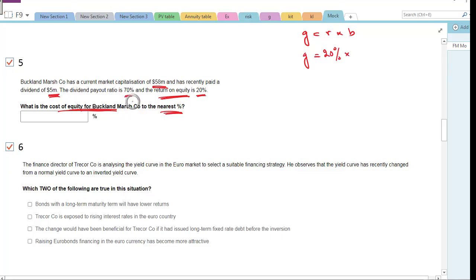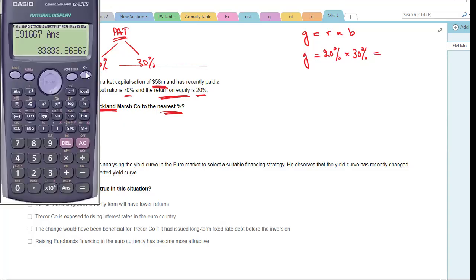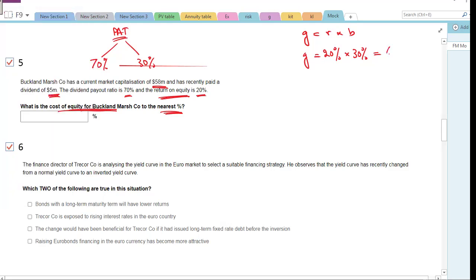Now, the payout ratio is 70%. Let's say, for example, if you have the profit after tax, if you pay out 70%, it means that you are retaining 30%. The remaining 30% is retained. So again, a common mistake is that students sometimes use 70% over here. So it's the 30%, the remaining amount. Okay. So 20% into 30% will be 6%. So this is the growth rate.